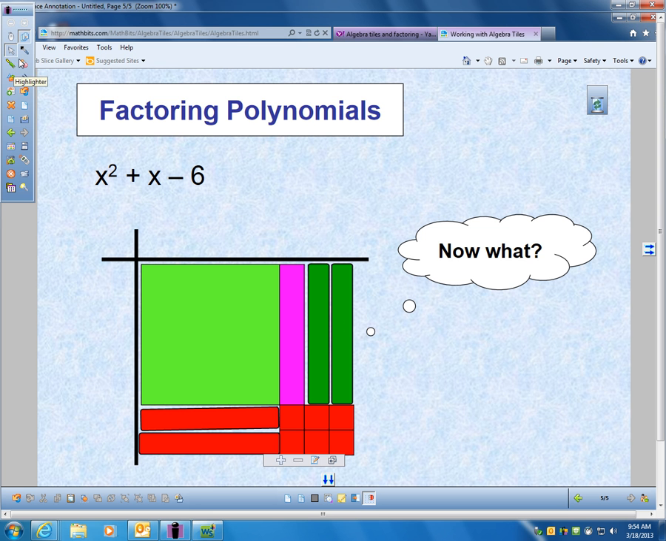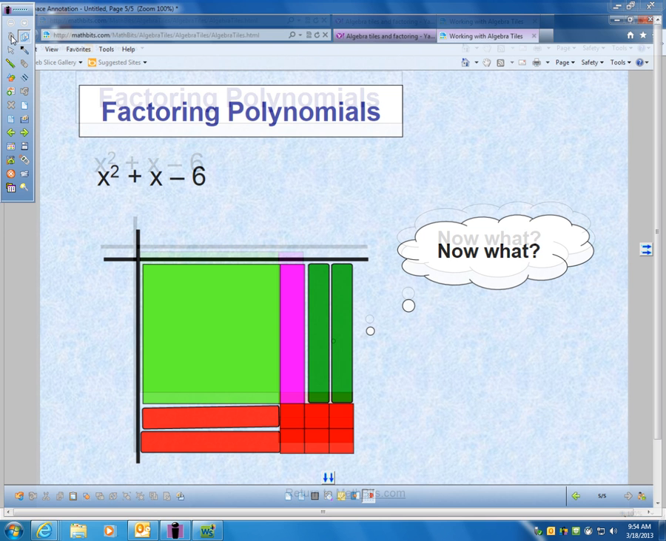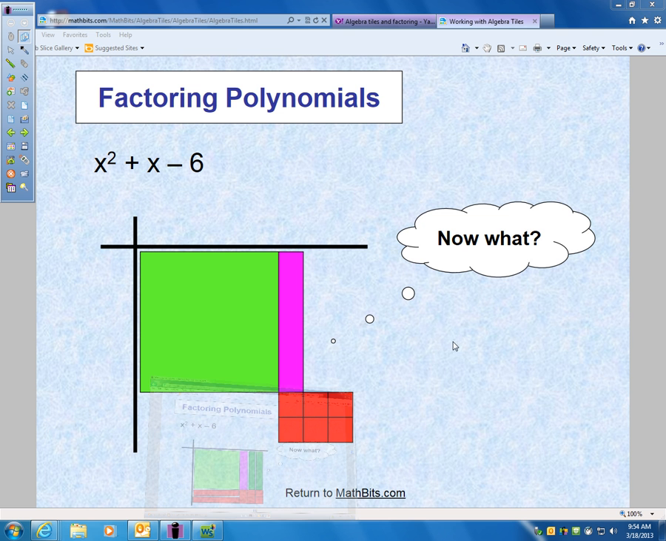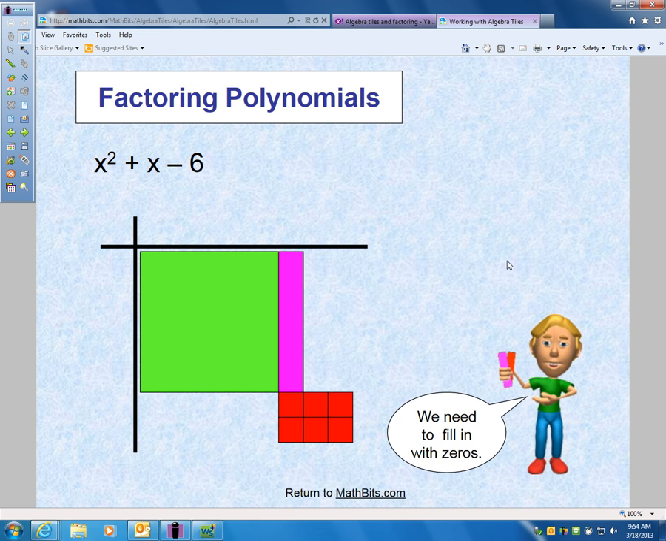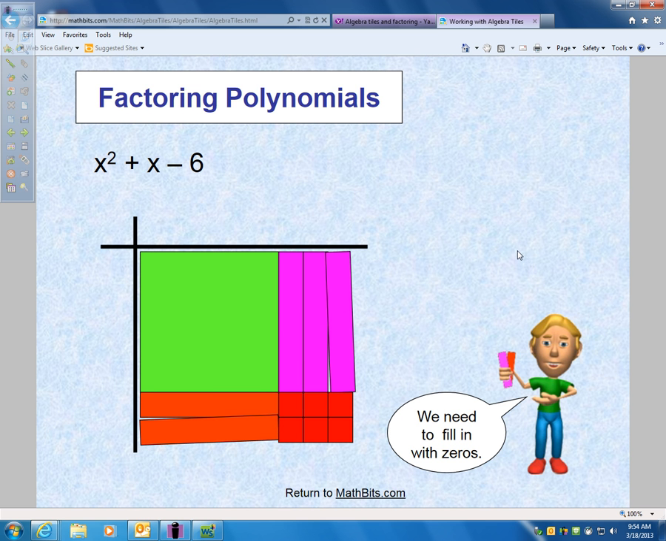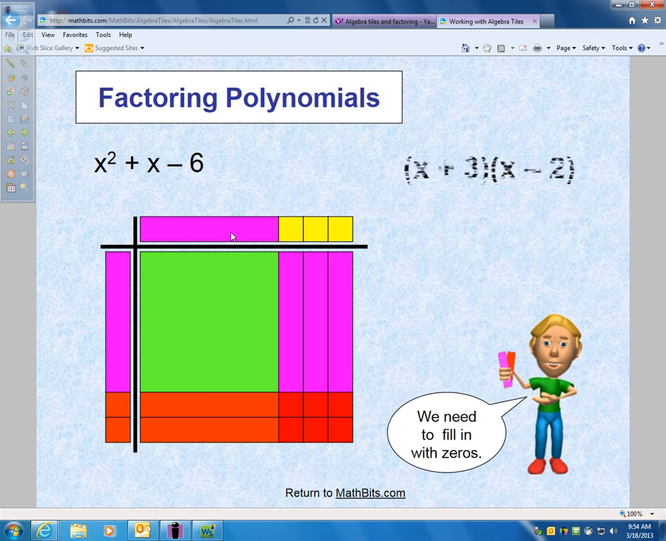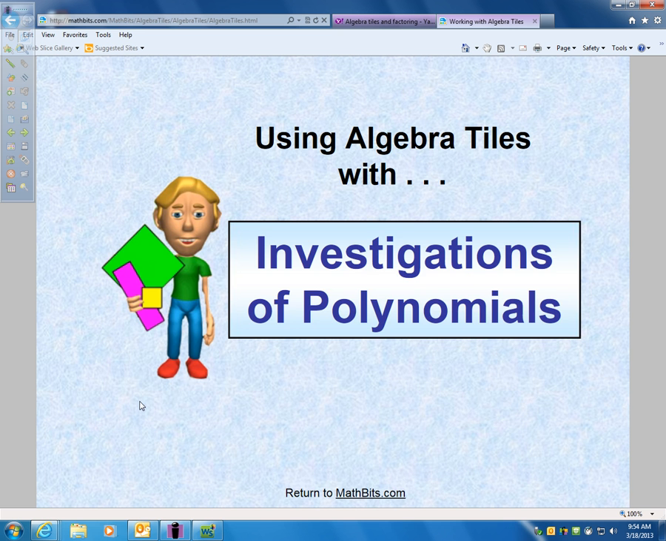So let me actually go back to the PowerPoint and let you see that in action. So what they do, we need to fill in with zeros like I just talked about. There's one, that's 0 right there, and there's another set of 0, and you can see now that when we do that, we get x plus 3 and x minus 2 as our factors for this, okay? I'm going to stop my video there. That should at least get you going.